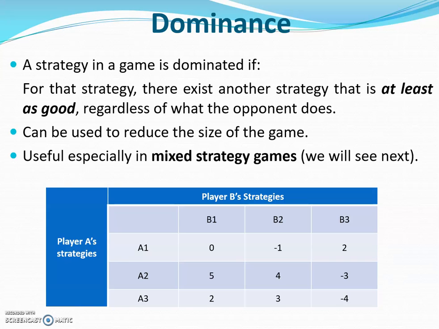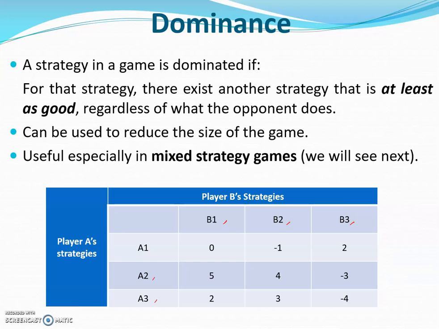We have player A and player B. For player A, we have these 3 strategies: Strategy A1, A2, and A3. And for player B, we have B1, B2, and B3.